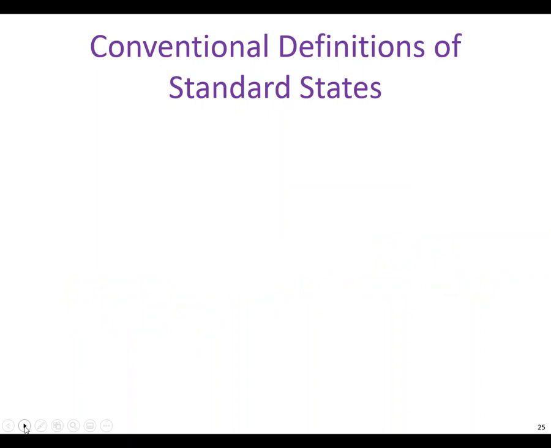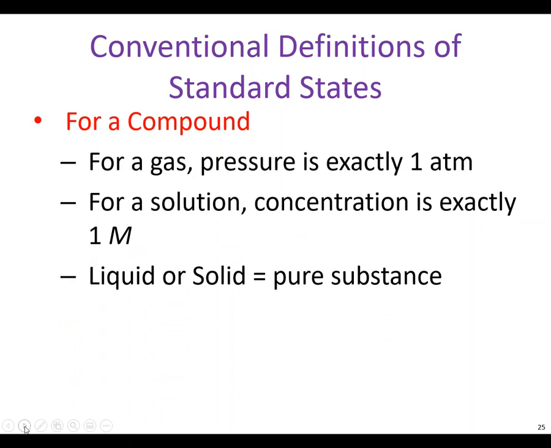Now, standard states, what does that mean? For a compound, we're just talking about the compounds. For a gas, the pressure is exactly 1 atm. 1 atm's reference is atmospheric pressure at sea level, so that's standard pressure. That one's always given for gases. 1 molar, if we're talking standard states of solutions, we're talking that the concentration's at 1 molar. And if we're talking about standard states for liquids or solids, we're assuming they're pure substances. There isn't anything else mixed in there, okay?